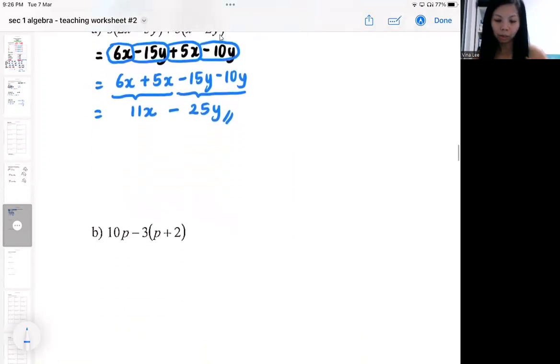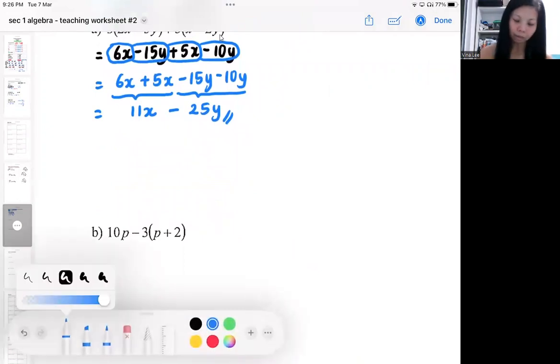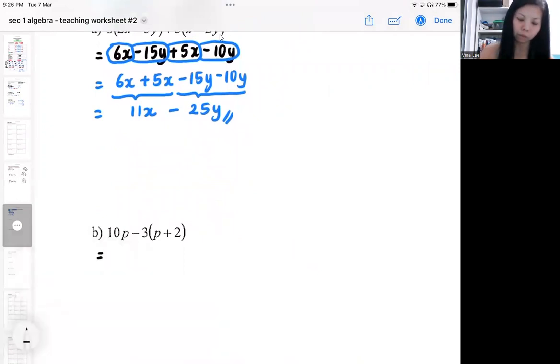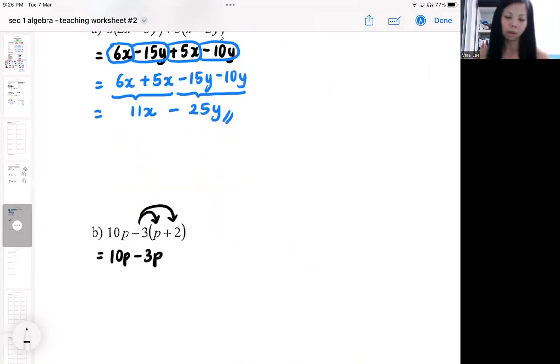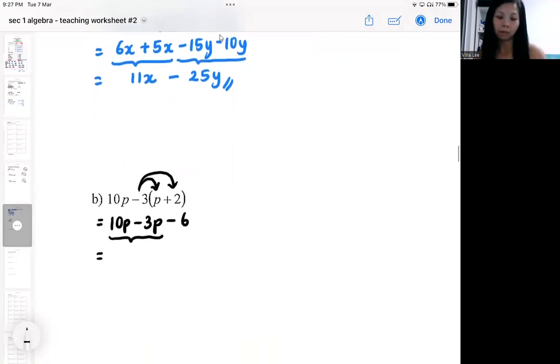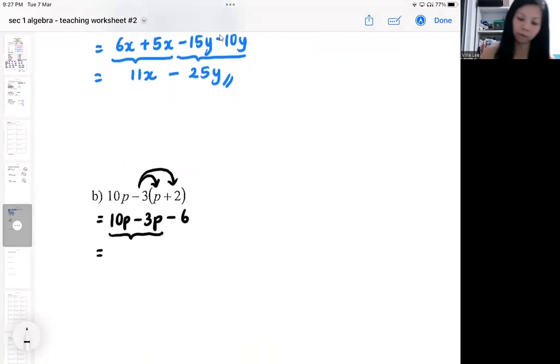Okay, so in the next example, 10p minus 3, the minus 3 is multiplied to a bracket. So open the door first. Minus 3 times p, there will be minus 3p. Minus 3 times positive 2, there will be a minus 6. So in this case, the simplify is easy. Only this part can be simplified. The 10p minus 3p can be simplified. So it can be simplified to 7p. So that's the final answer.